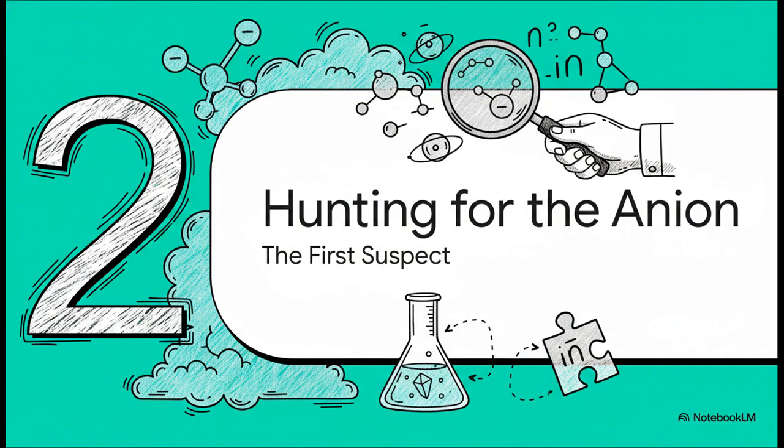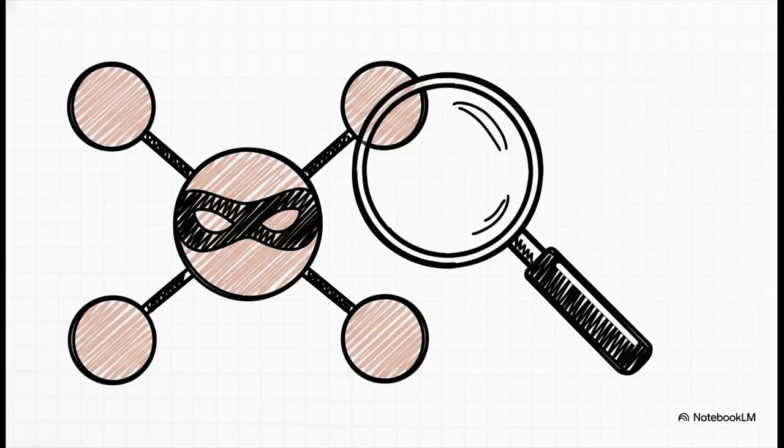Okay, time to get our hands dirty. Let's start the hunt. Our first target is the anion, the so-called acid radical. We've got to find this first piece of the puzzle. In any investigation, you always start with the usual suspects, right? Well, in the world of anions, carbonate is definitely a usual suspect. So let's see if we can find its chemical fingerprint.